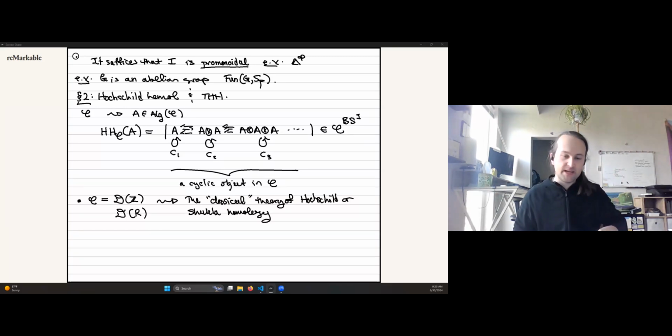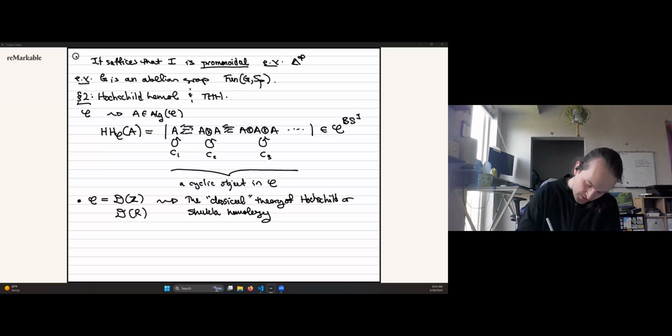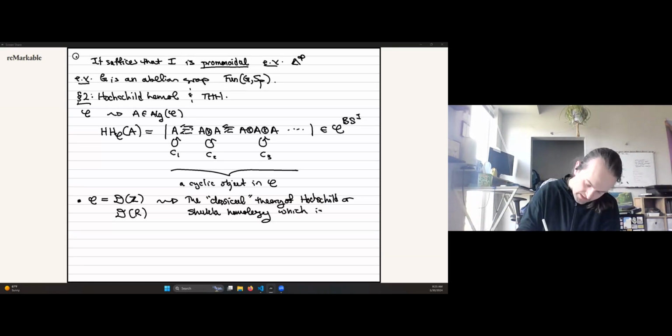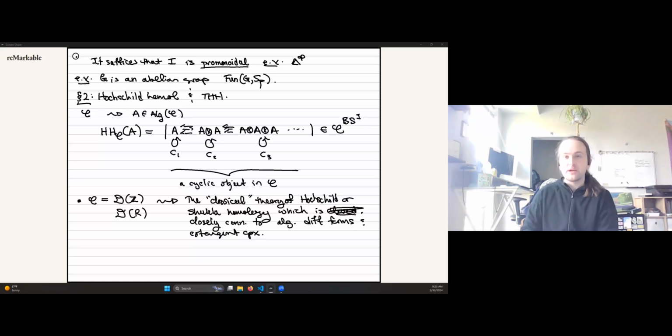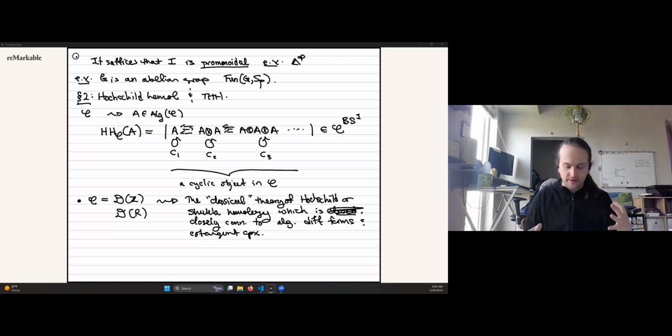And this is really closely connected. So maybe I'll just say, which is very closely connected to things like algebraic differential forms and the cotangent complex. And there's a really beautiful classical theory of these invariants. If you want to go learn about this stuff, I'd really recommend reading Loday's book. It's still one of the best references out there, despite it being slightly old.